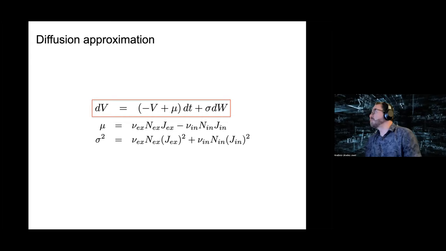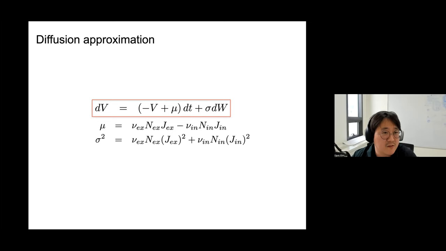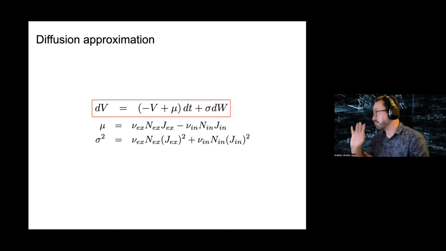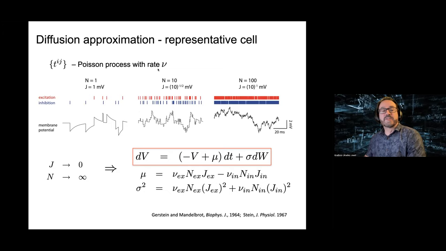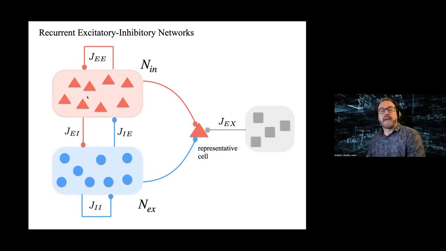Do you consider the fully connected network? No. Good question. I'm just thinking about a single cell. All I've really talked about right here is to take the limit of a representative single cell as the number of cells that project to it goes to infinity. That's all.